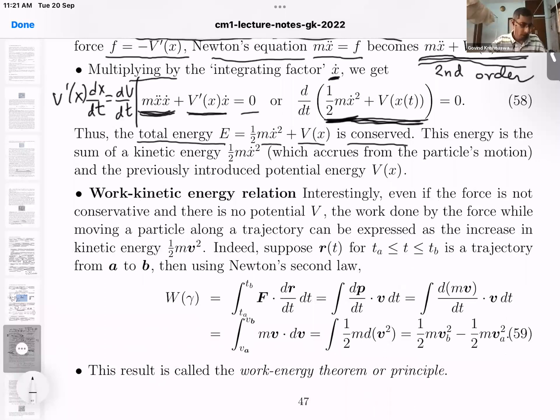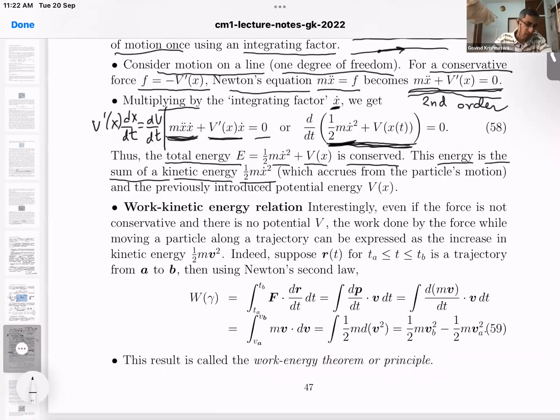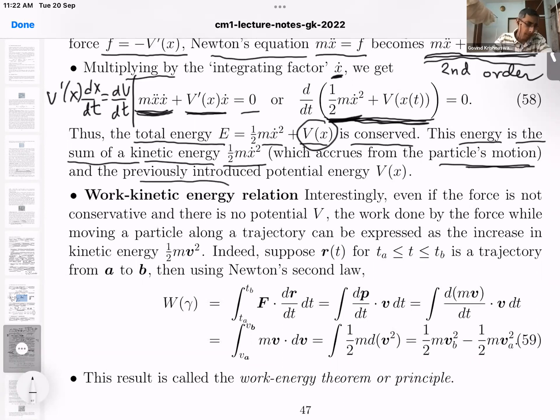If not, let us just summarize what you have got. The total energy is the sum of a kinetic energy, half m x dot squared, which comes from the particle's motion. Kinetic energy is the part that depends on the velocity, very roughly speaking. And another part comes from the conservative force, so that was its origin. All right, so that's the energy.